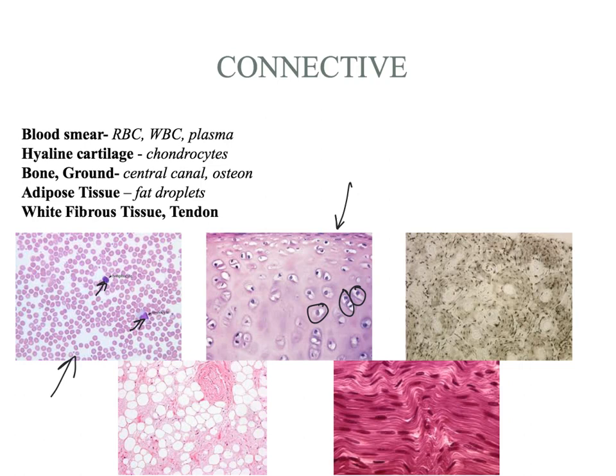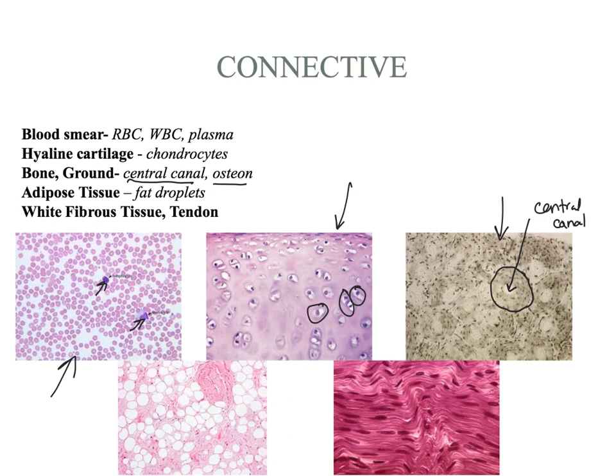Next, you will look at bone. For bone, you are going to label the central canal and the osteon. And so if you take a look here, this thing right here is called the osteon. And in the very center is your central canal.